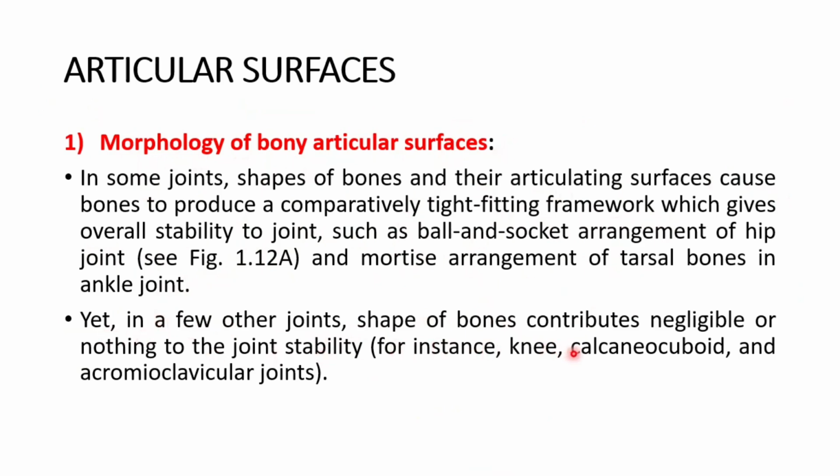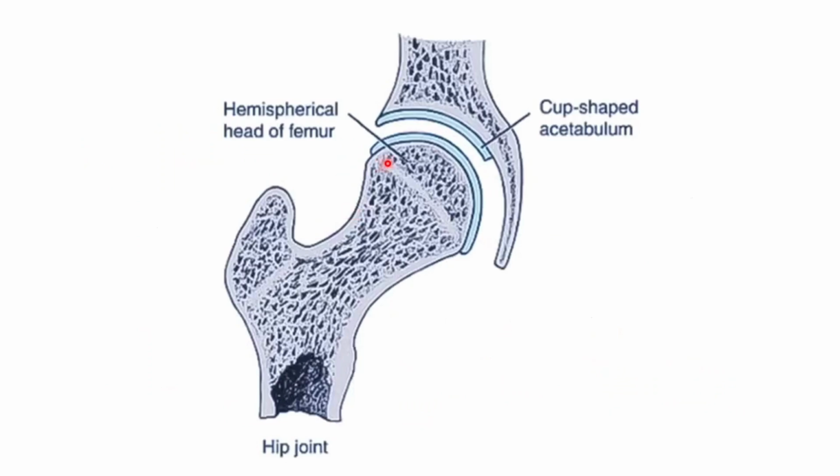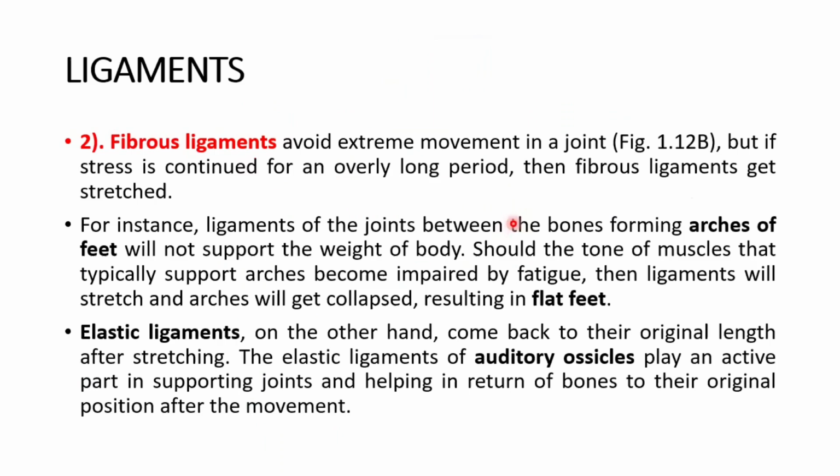For instance, knee joint, calcaneocuboid, right? The calcaneocuboid is also a weak joint, and the acromioclavicular joint. Knee joint is actually a weak joint structurally. Here you could see this is the stable joint, the hip joint with a lot of movements, synovial joint, and due to its congruity, this is the acetabulum, which also contains a rim around that, which is the acetabular labrum, made of cartilage. This is the hemispherical head of the femur.